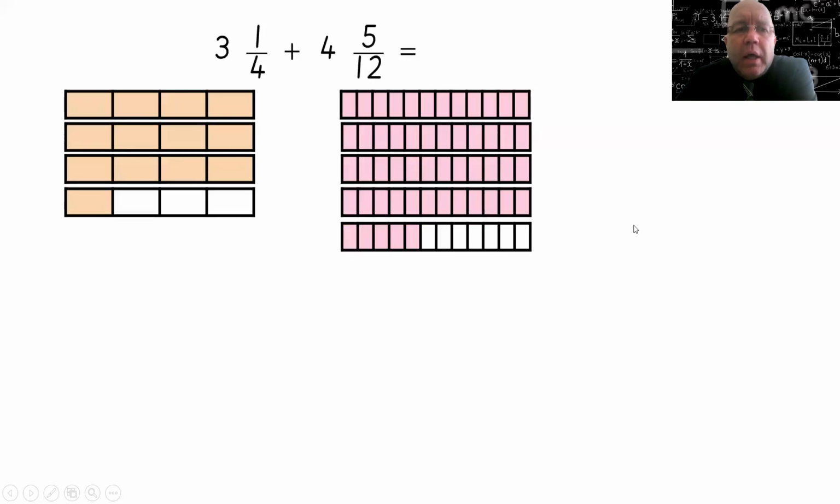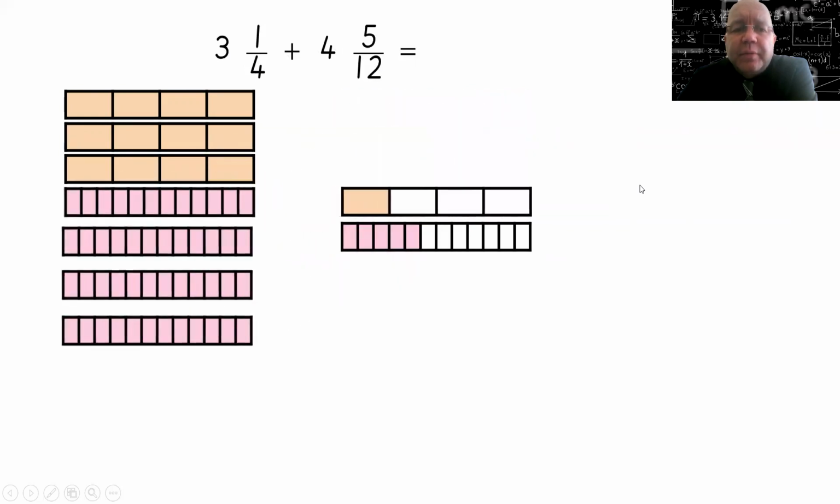Right. Here's another one for us. This time, our denominators are different. Really important that we spot that because it does affect how we're going to go about this. So we've got our 3 and 1/4 and we've got 4 and 5/12. Well, I'm going to group all the wholes together. Okay, so we've got our 3 wholes and our 4 wholes together. So there's 7 wholes. So we've got 7, and then we've got the fractions to deal with.